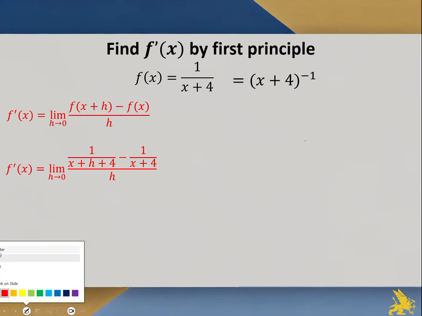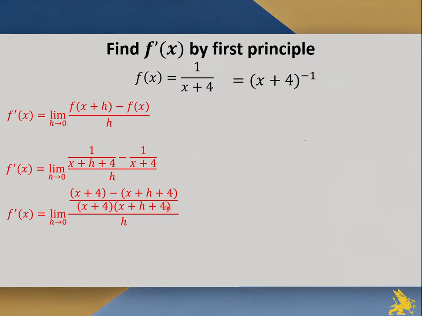Now, from this point, we need to make it a bit easier by getting one fraction. That means I'm going to times one side by x plus 4 and times the other side by x plus h plus 4 to make my denominators equal. Here, I can then simplify this a bit further. I'm just going to cancel a few things out. I've got x and I'm taking away x. I've got 4 and I'm taking away 4, because this takeaway sign applies to everything here. So that leaves me with just negative h on top.